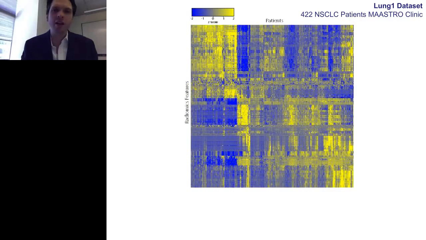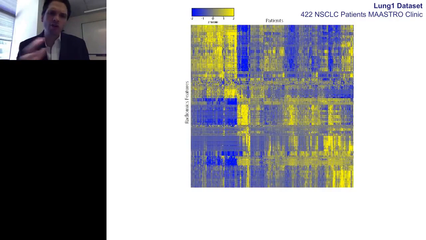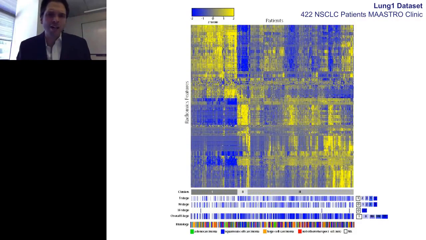And what you can see here in the vertical direction are the radiomics features, and in the horizontal direction are the patients. You can immediately see that there are different subclusters of patients that have more or less similar expression patterns for the features. And if you define these clusters and link them back to T stage, N stage, or overall stage, we could find very significant correlations between these clinical parameters and also, for example, histology. So we saw that there were differences in histology for these different features.